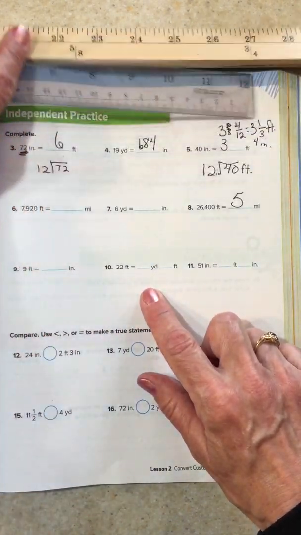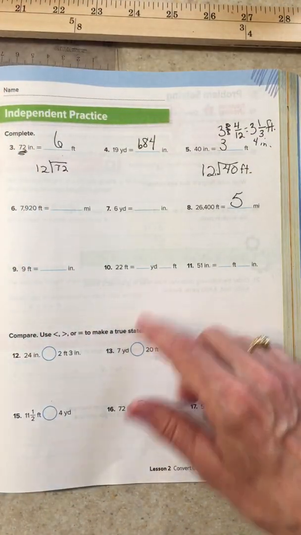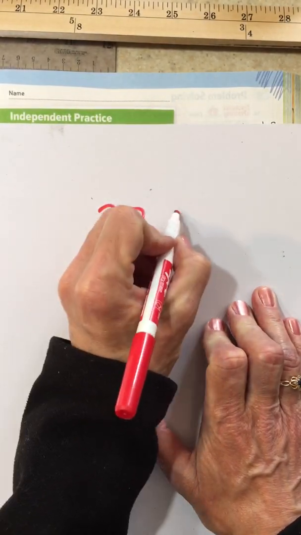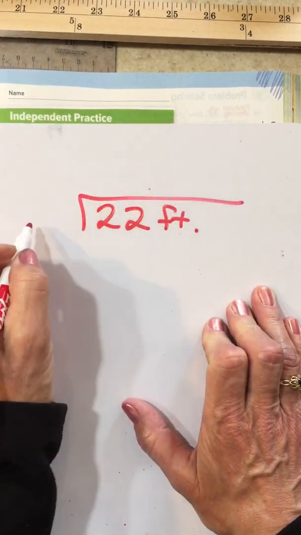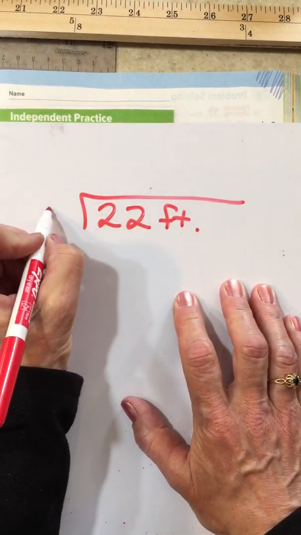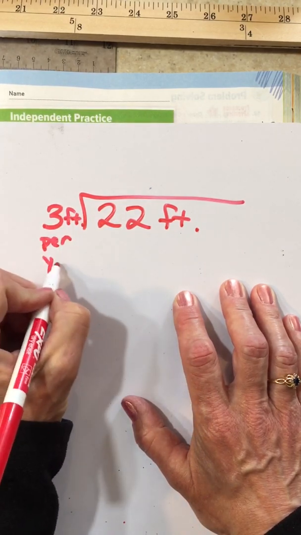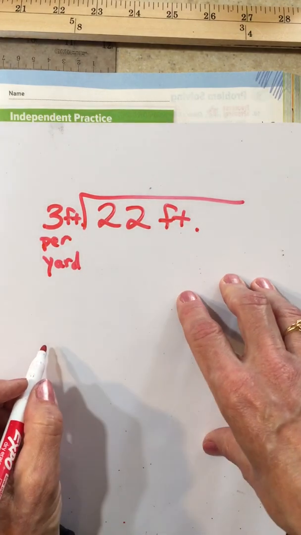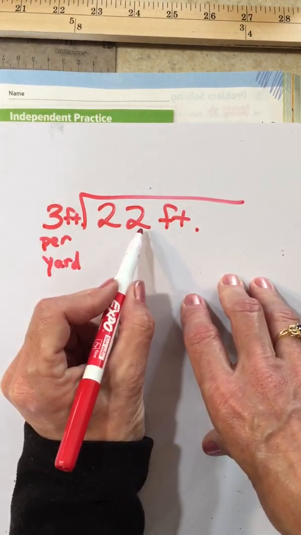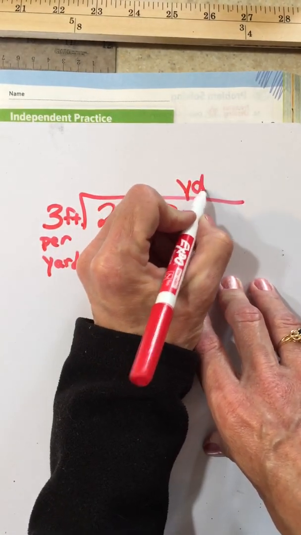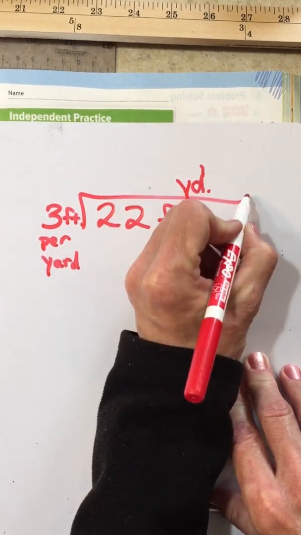Let's do the work. I'm going to use my whiteboard, and I'm going to do 22 feet. How many feet are in a yard? There are 3 feet per yard. Per yard or yardstick. I like to think about the yardstick. In the end we want to know how many yardsticks, or yards, there will be with some possible feet left over.